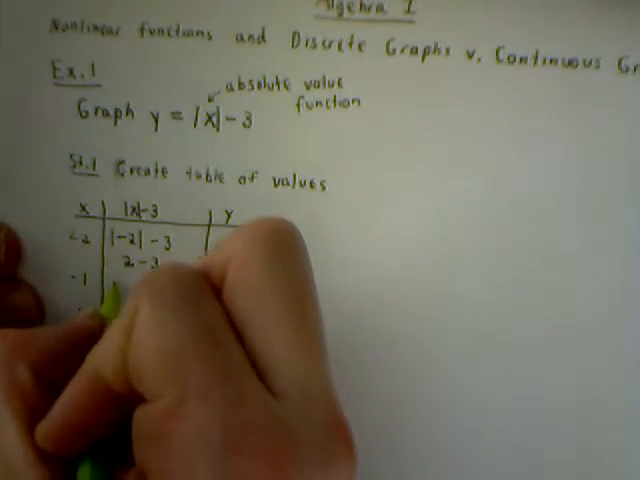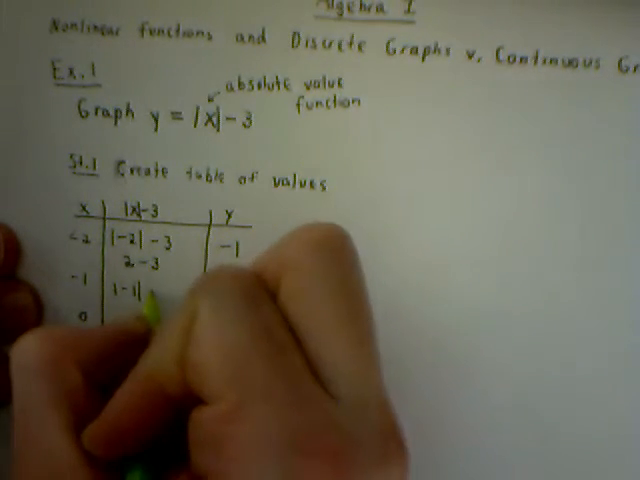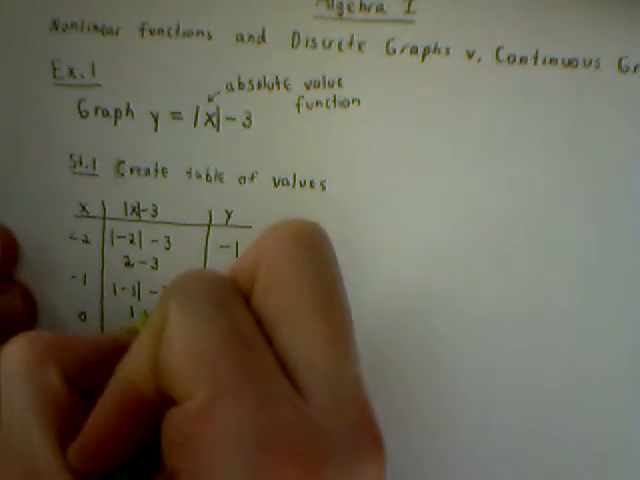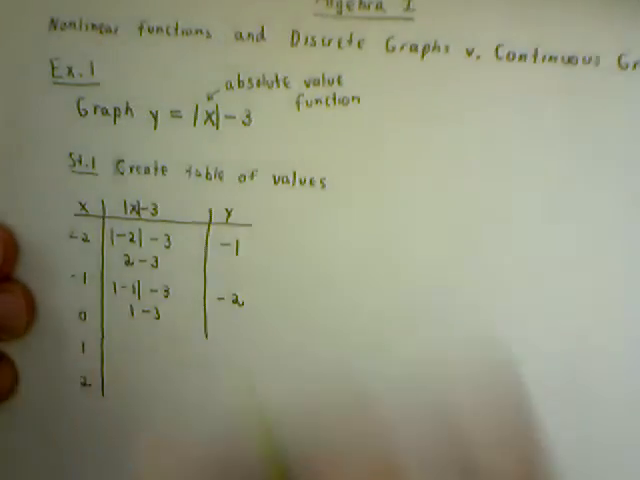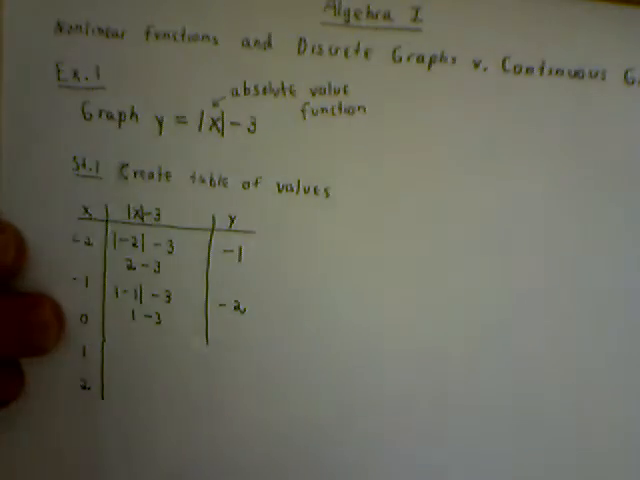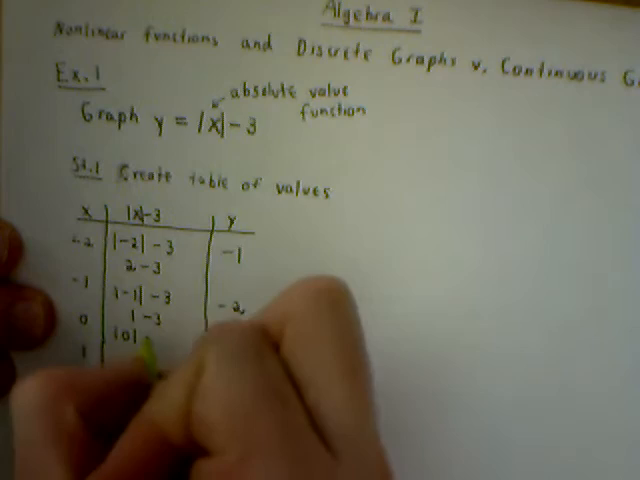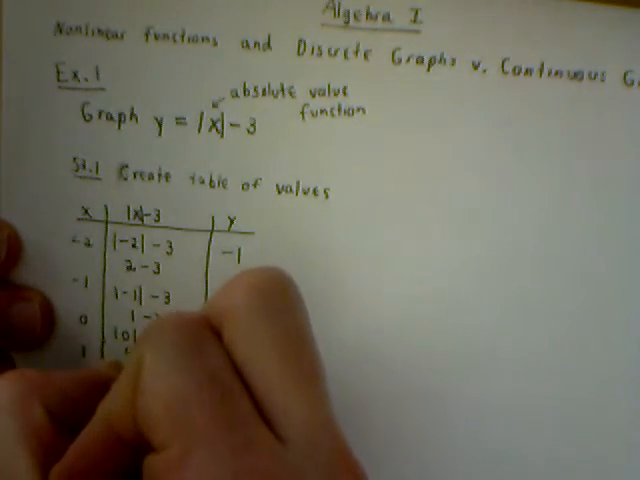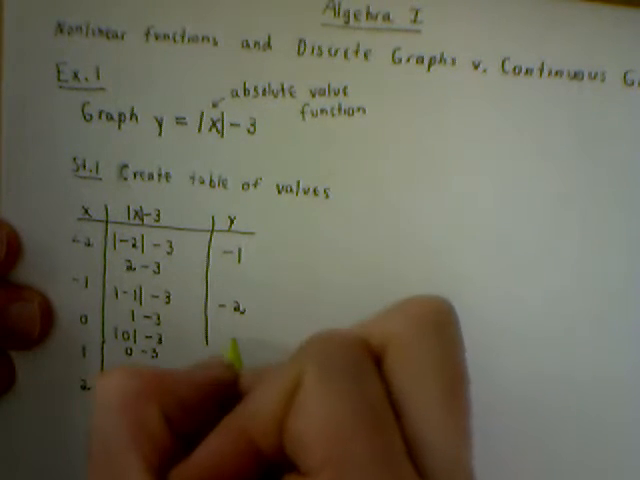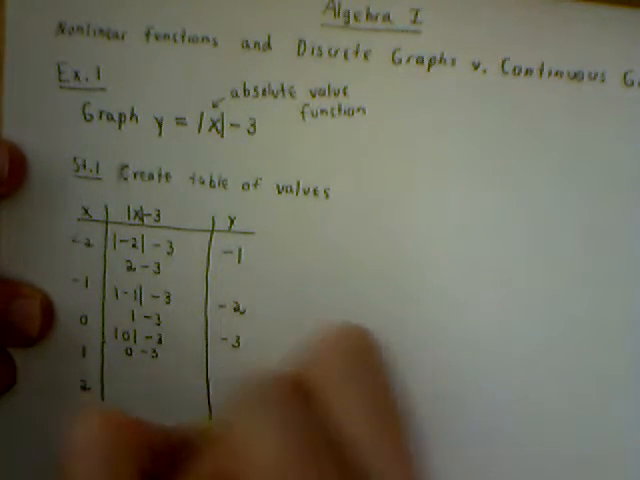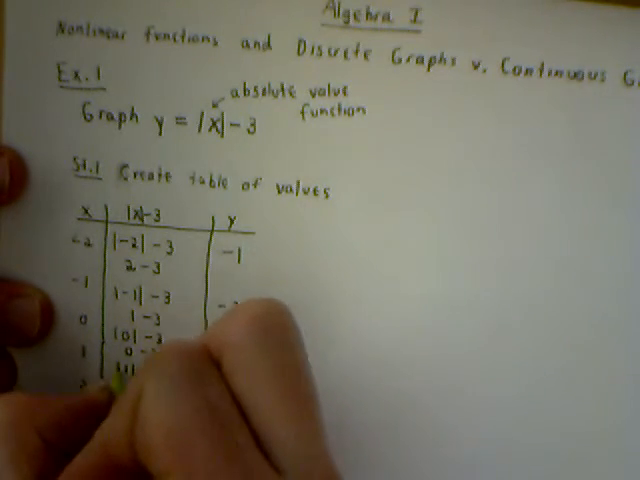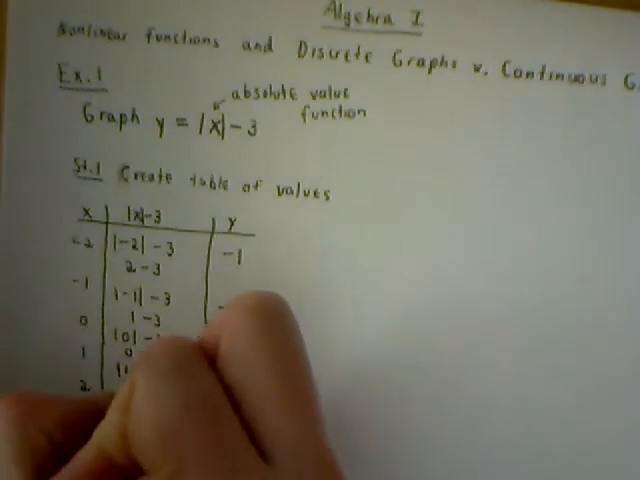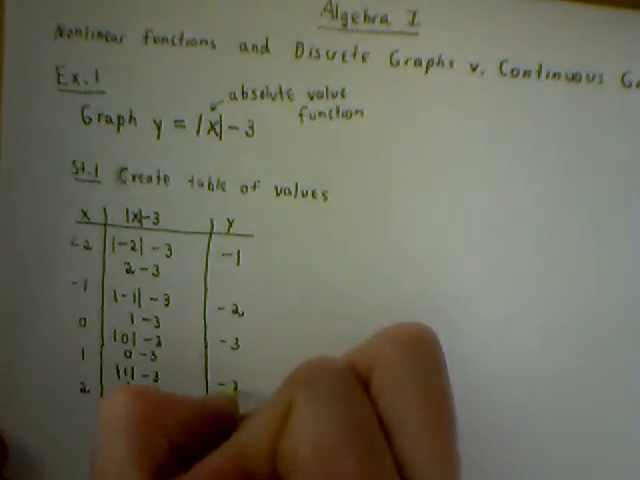Next, I'm going to plug in the value negative 1. The absolute value of negative 1 is 1 space from 0, so that equals 1. Take away 3 gives me negative 2. Next, the absolute value of 0 minus 3. The absolute value of 0 is 0 spaces from 0, so I get 0 minus 3, that's negative 3. Next, take the absolute value of 1 minus 3. 1 is 1 space from 0, so that gives me 1 minus 3, which is negative 2.